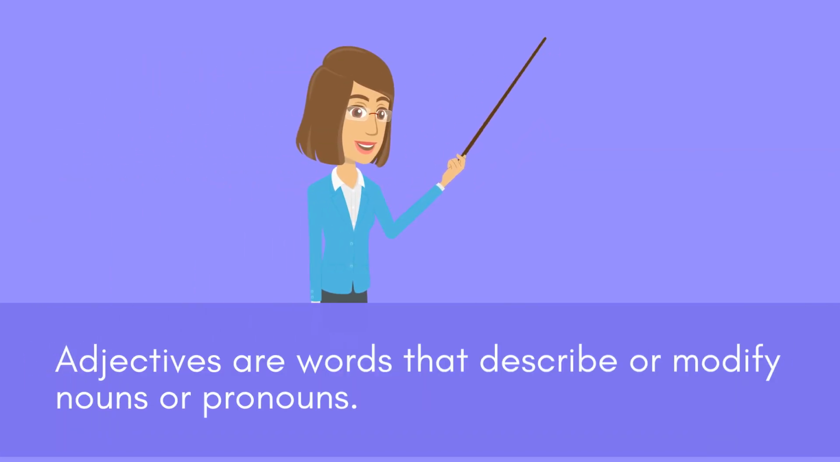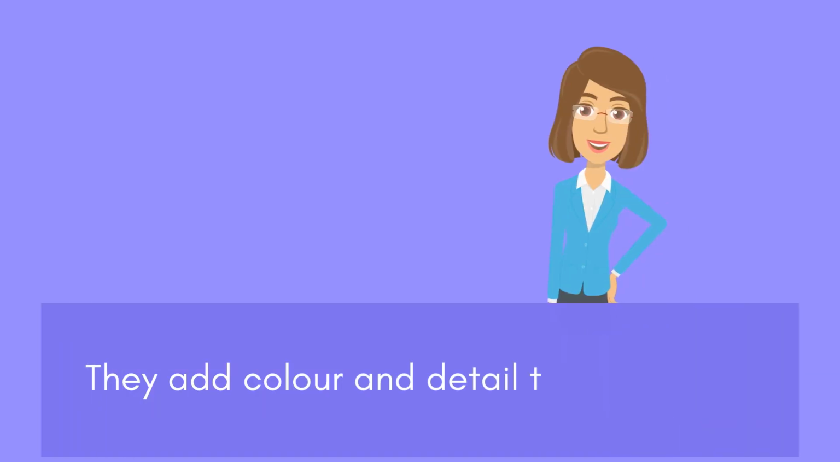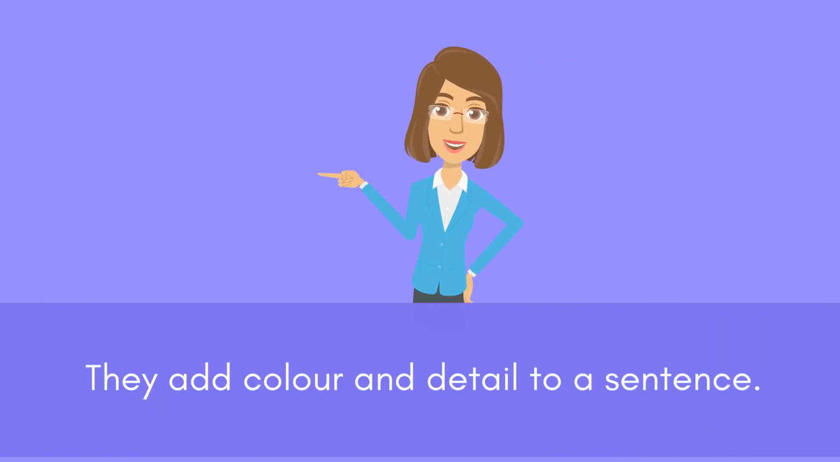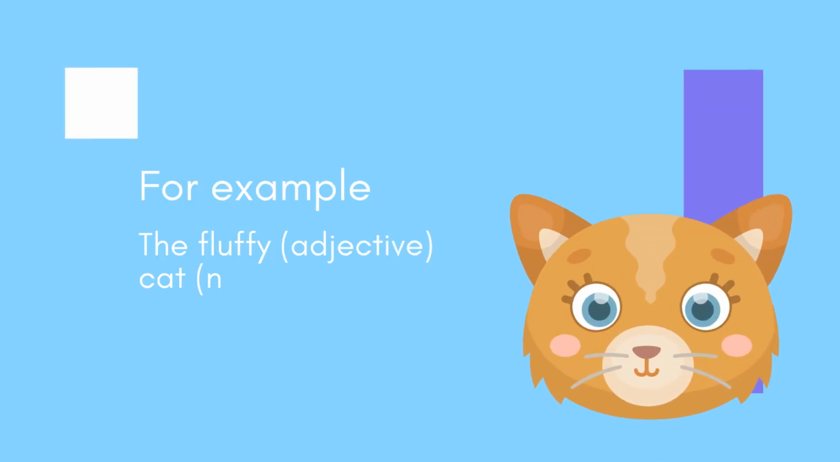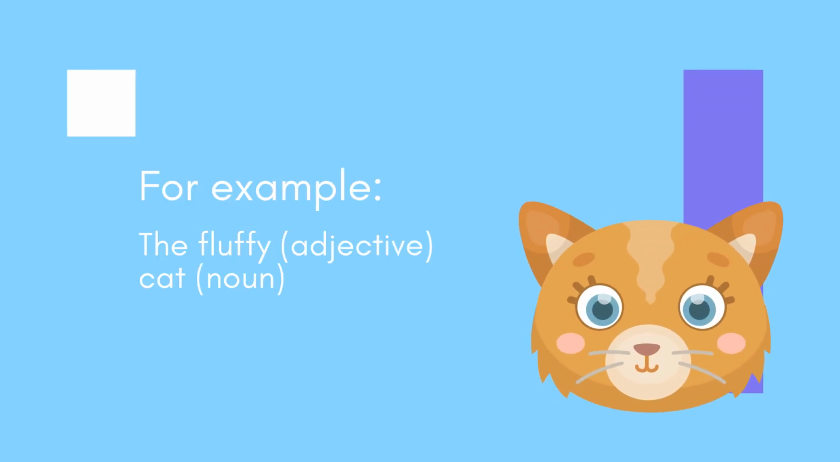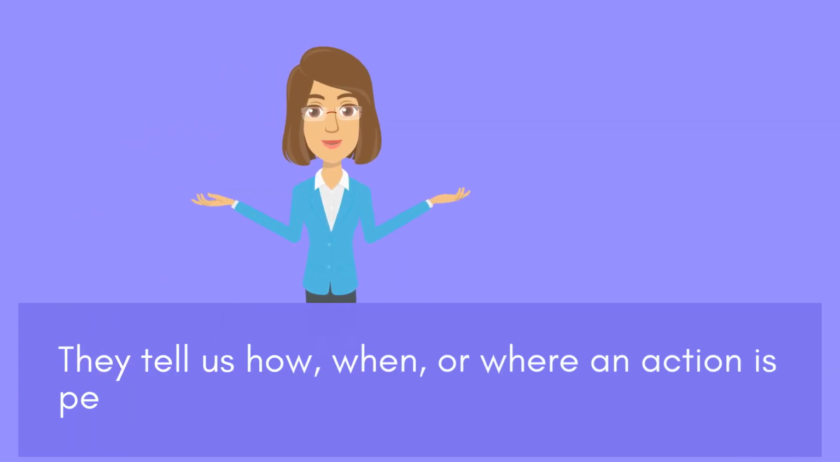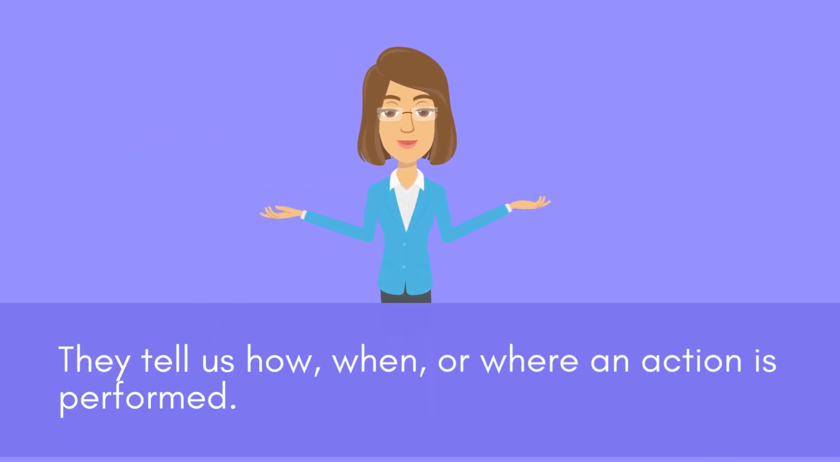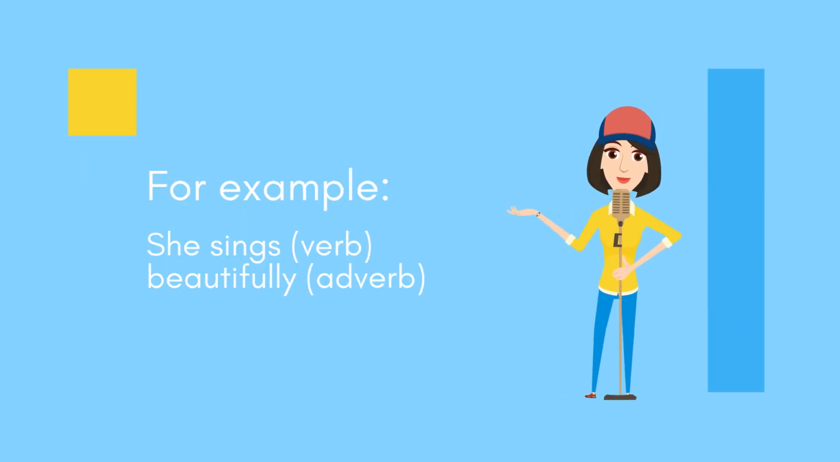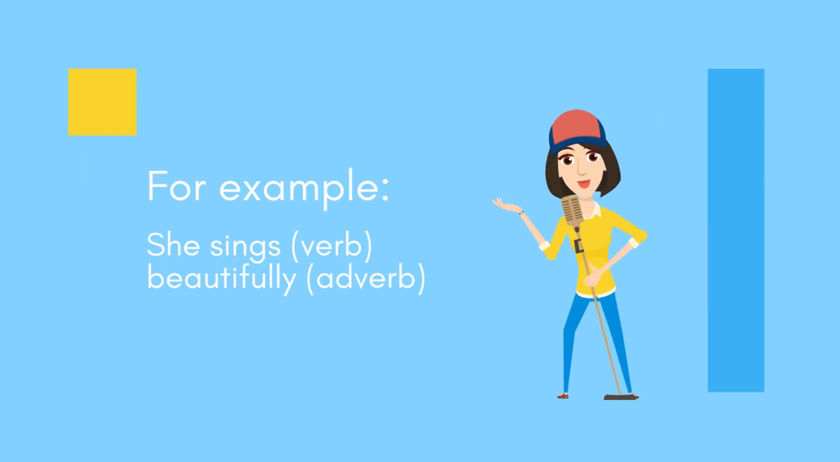Adjectives are words that describe or modify nouns or pronouns. They add color and detail to a sentence. For example, the fluffy, adjective, cat, noun. Adverbs, like adjectives, describe or modify verbs, adjectives, or other adverbs. They tell us how, when, or where an action is performed. For example, she sings, verb, beautifully, adverb.